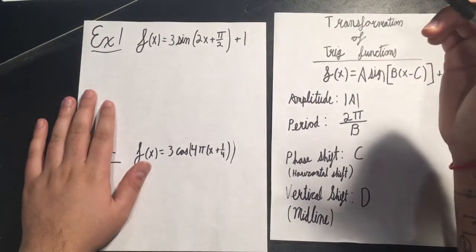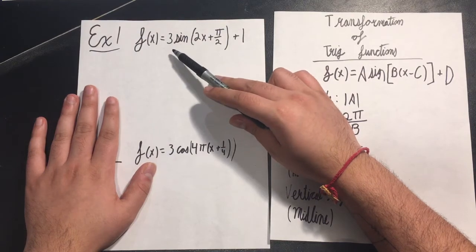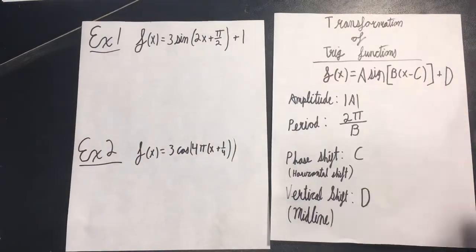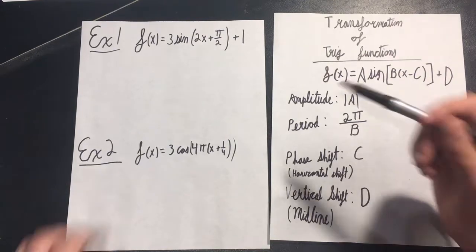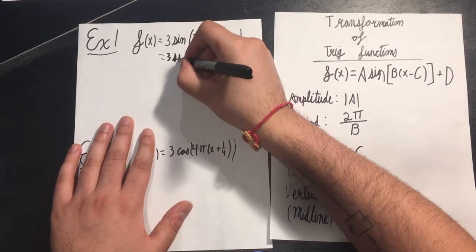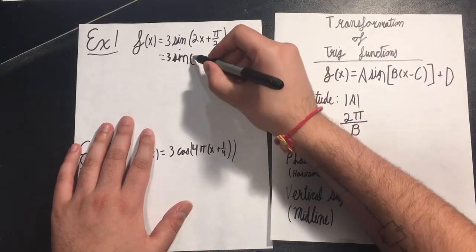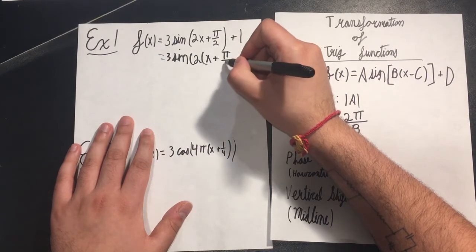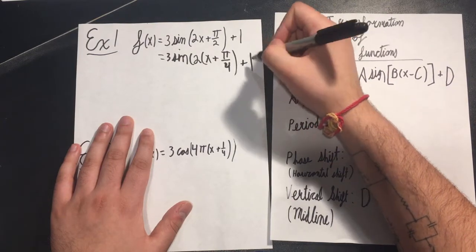So here we go. For the first problem, we have 3 times the sine of 2x plus pi over 2, plus 1. Now, first thing we want to do is get it into this form. Currently, this isn't in the form we want it to be in. So that's just a quick rewrite. The 3 sine stays as is, and what I want to factor out here is this 2. So I bring the 2 to the outside, and what I'm left with inside here is x plus pi over 4. And then I add 1 here.